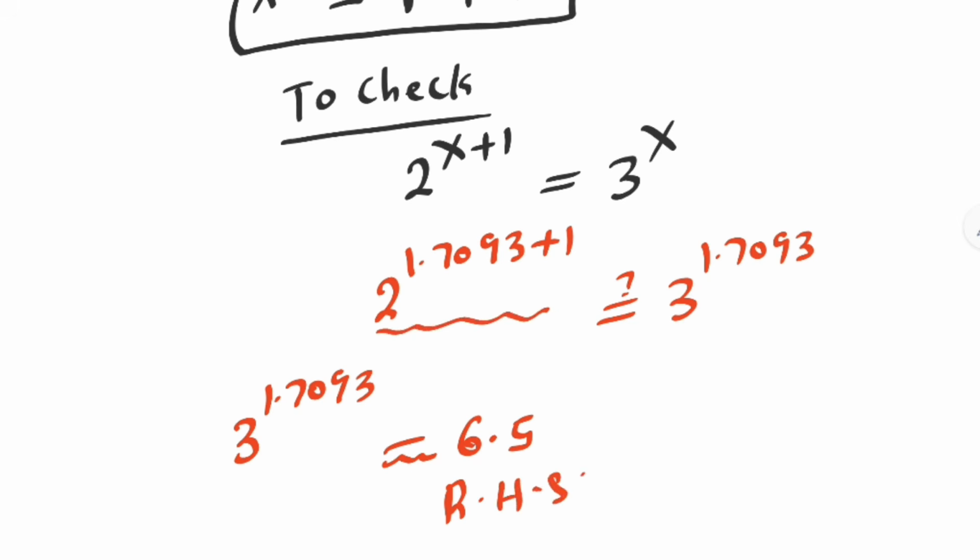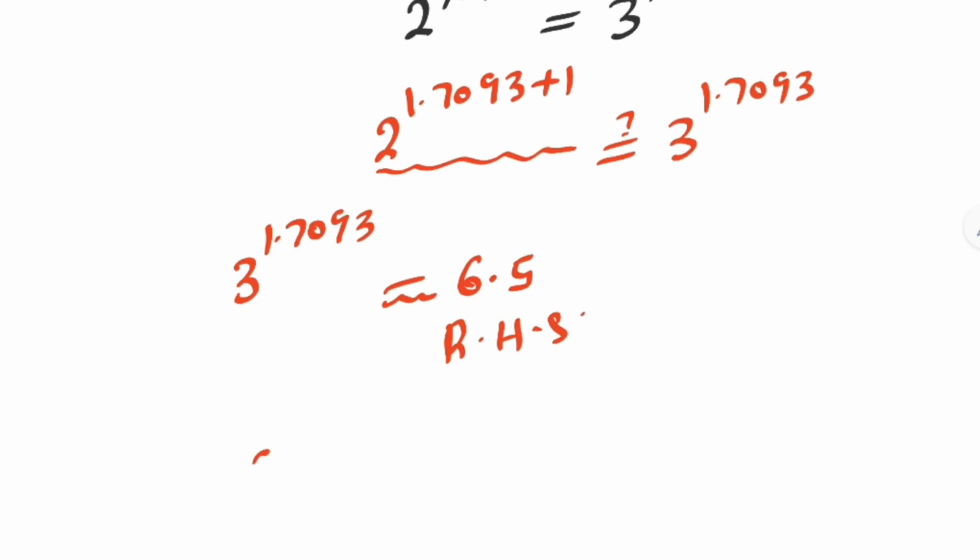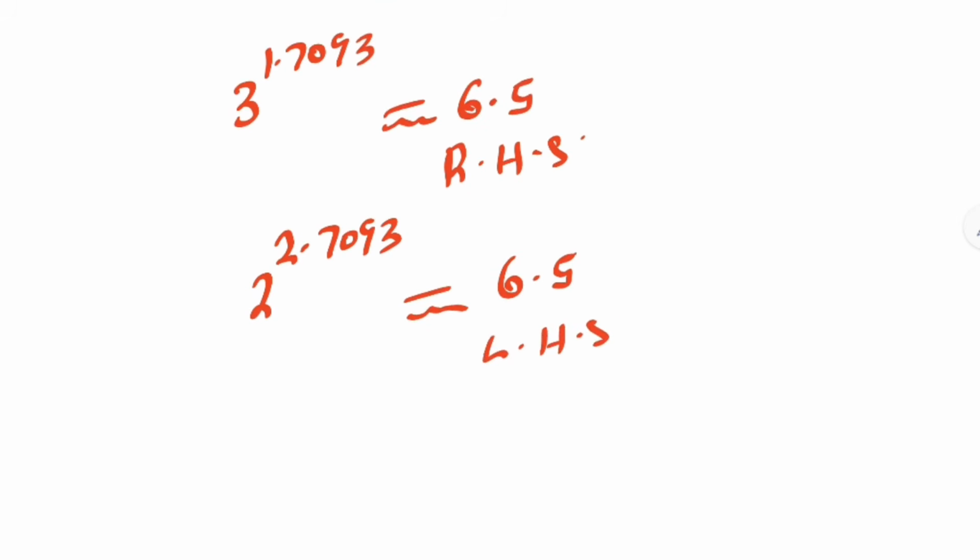Now let us consider this. 2 raised to power 1.7093 plus 1, that is 2.7093. And this is approximately equal to 6.5, which is the left hand side. Therefore, the left hand side, 6.5, is equal to the right hand side, 6.5, which is true.